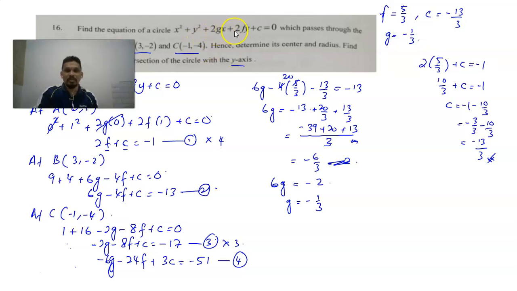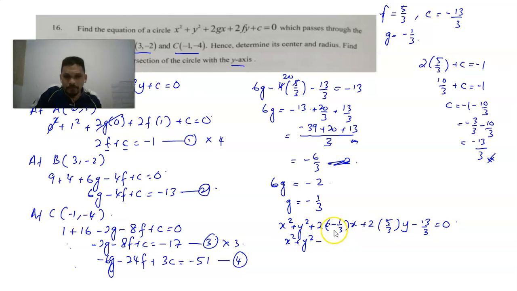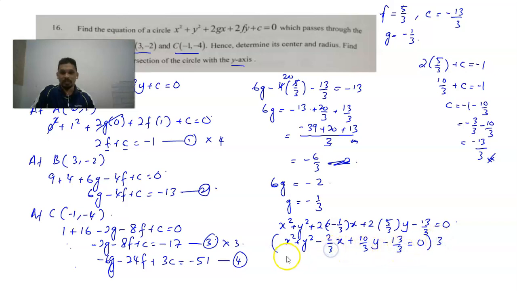Now substitute g, f, and c into the equation: x squared plus y squared plus 2g x, g is negative 1 over 3, plus 2f y, f is 5 over 3, plus c, negative 13 over 3, equals 0. So x squared plus y squared, negative 2 over 3 x plus 10 over 3 y minus 13 over 3 equals 0, multiplied by 3 to eliminate the denominator. We come up with 3x squared plus 3y squared minus 2x plus 10y minus 13 equals 0.